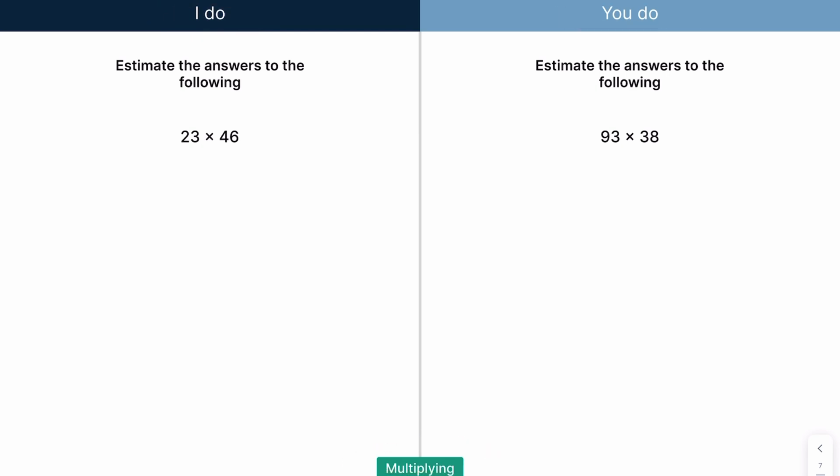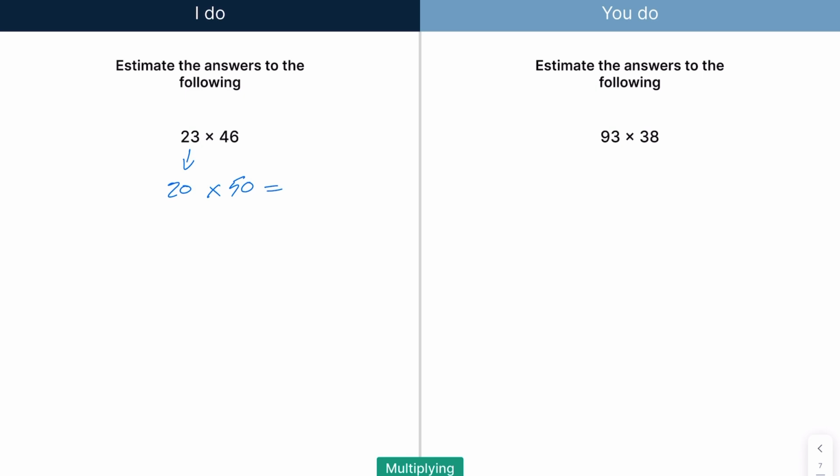So we've been asked to estimate the answer to the following. When you're asked to estimate, what it's saying is, do not work out the exact value of this. Round each number in the question to one significant figure. So if I round the 23 to one significant figure, that becomes 20. And if I round 46 to one significant figure, that becomes 50. Now I have got a whole video on rounding to significant figures. I recommend watching that if you haven't already.